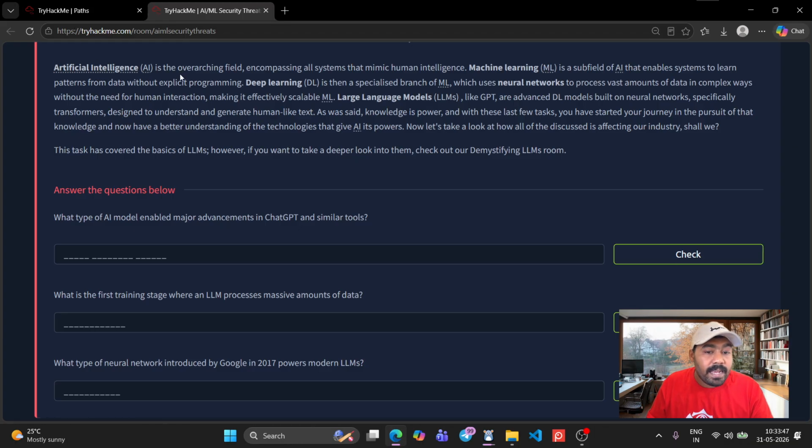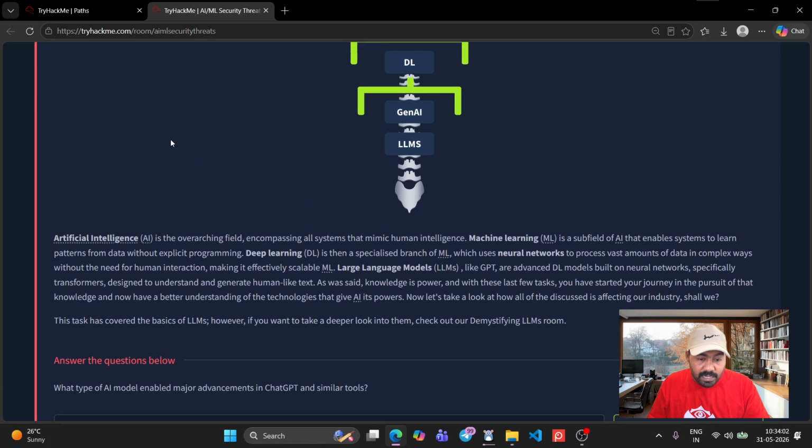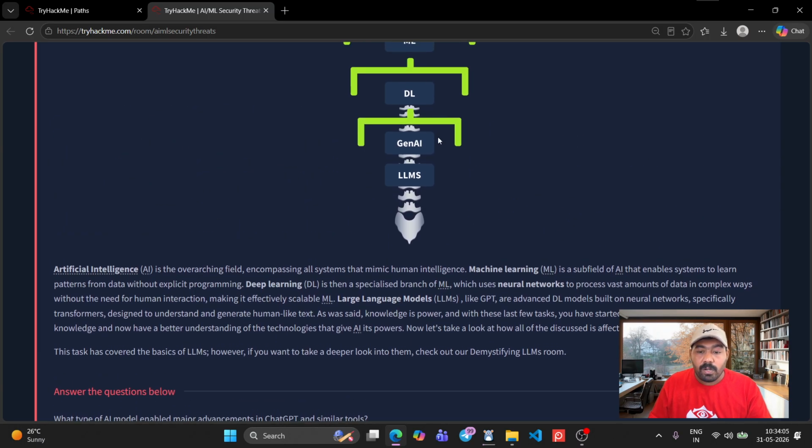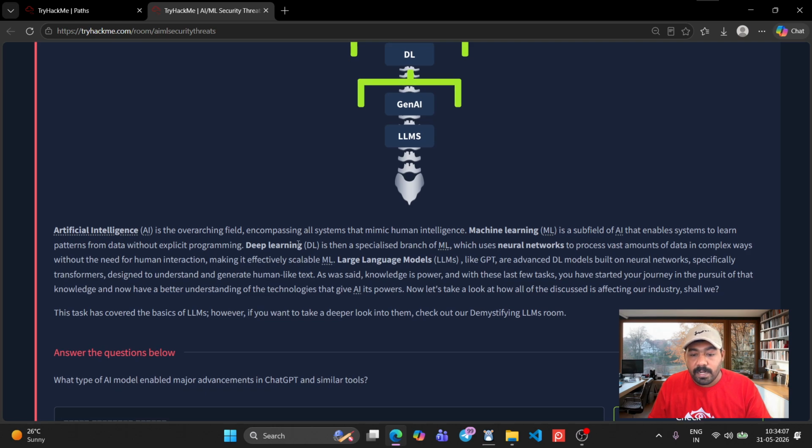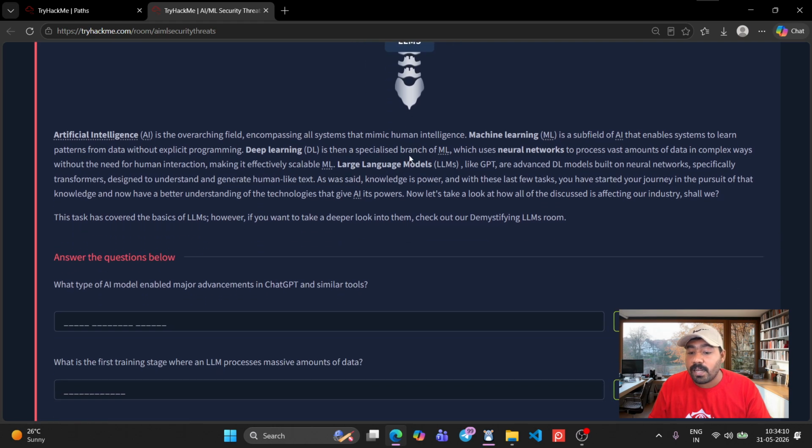AI is an overarching field encompassing all systems that mimic human intelligence. Machine learning is a subfield of AI that enables systems to learn patterns from data without explicit programming. The next one is deep learning. Deep learning is a specialized branch of ML which uses neural networks to process vast amounts of data in complex ways without the need for human intervention, making it effectively scalable ML.